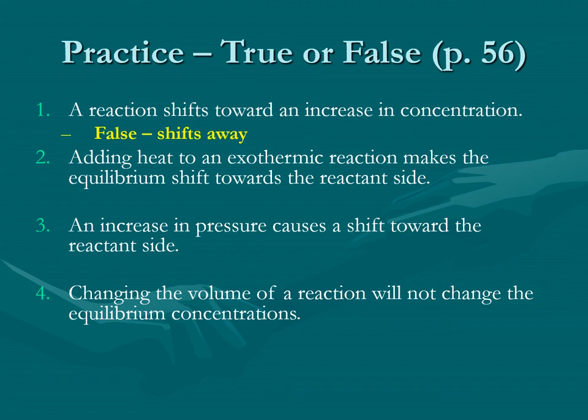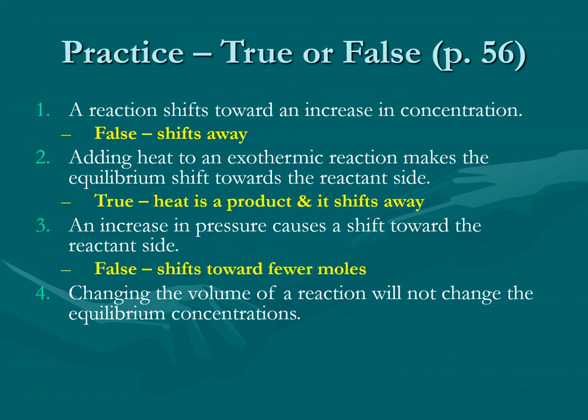Here we go. A reaction shifts towards an increase in concentration. That's false. It shifts away. Adding heat to an exothermic reaction makes the equilibrium shift toward the reactant side. Well, exothermic means heat would be a product. So if I add heat, it's going to shift away, which would be towards the reactant. So that is true. Increase in pressure causes a shift toward the reactant side. Well, that depends. Which side has more moles? We're going to say it's false because it's just going to shift towards whichever side has the fewer moles.